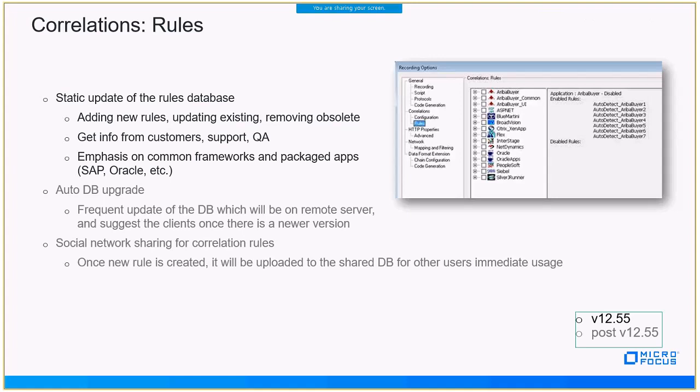So what's in plan for the future, you ask? Good question. We plan to introduce an automatic rules database update where we will be pushing new updates to that database and suggest to you, our customers, to retrieve these new rules. We also plan to introduce a social network for sharing of correlation rules between users.